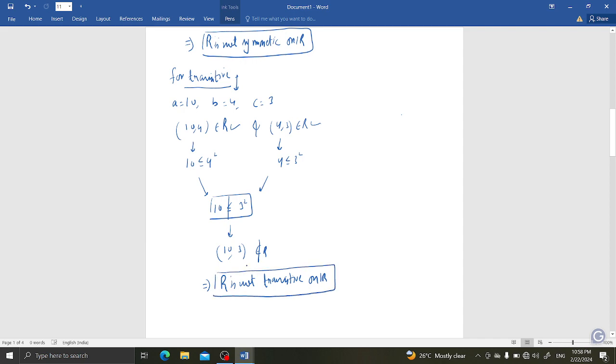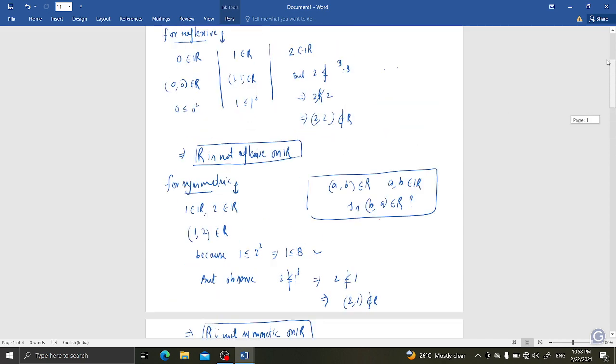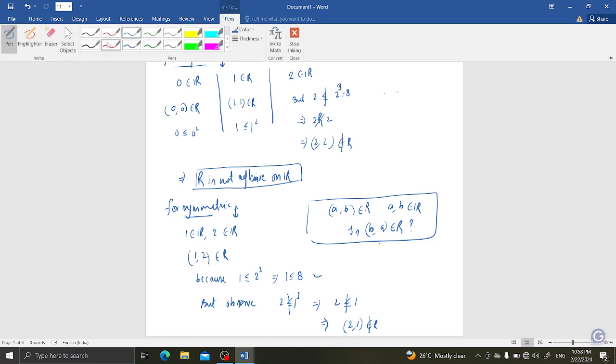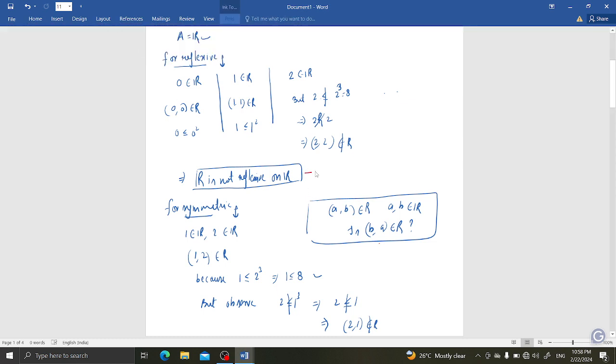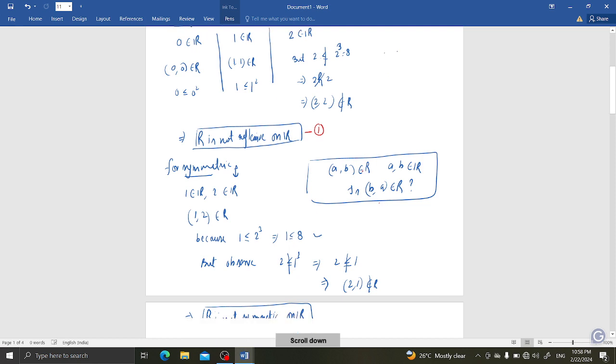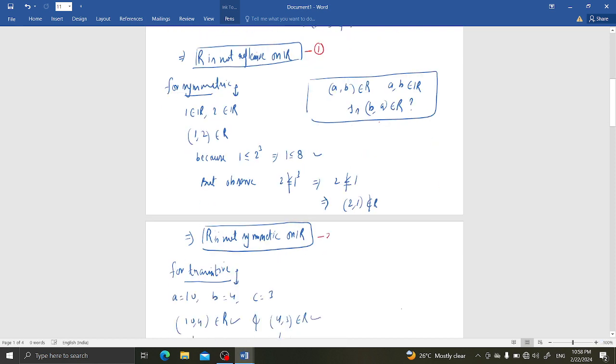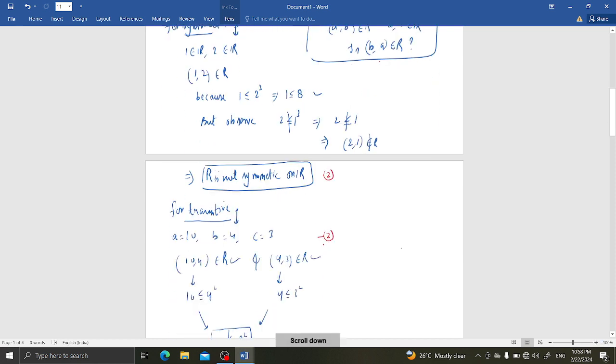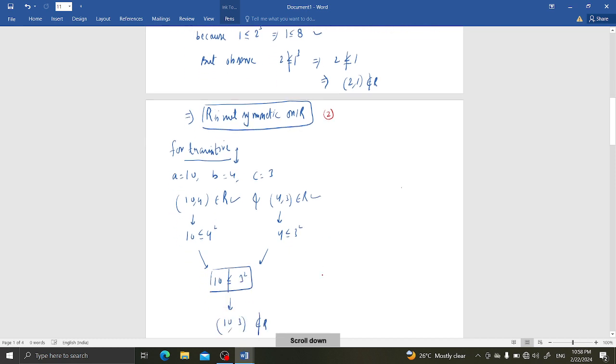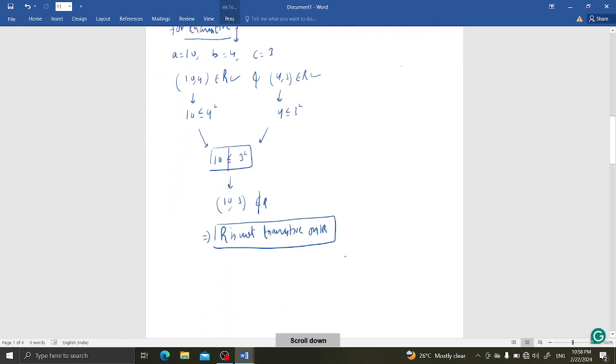So here we proved, I'll mention the equations. This is our equation first, this is our equation second, and this is our equation third. From equation first, second and third, we proved that relation R is neither reflexive, nor symmetric, nor transitive on R. Okay. I hope you understand this question.